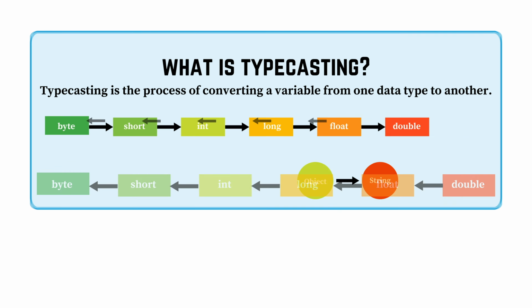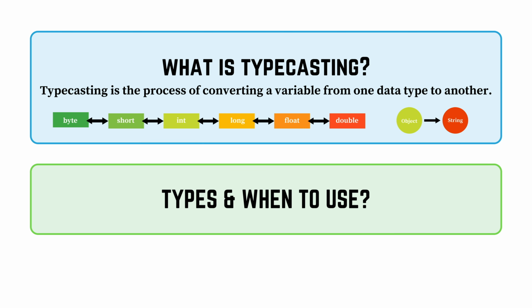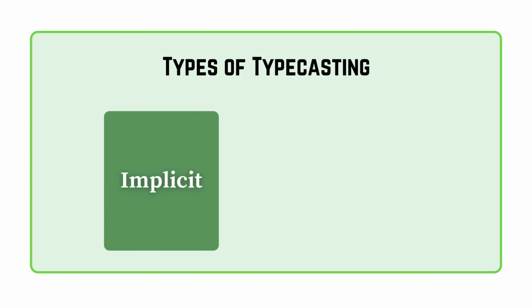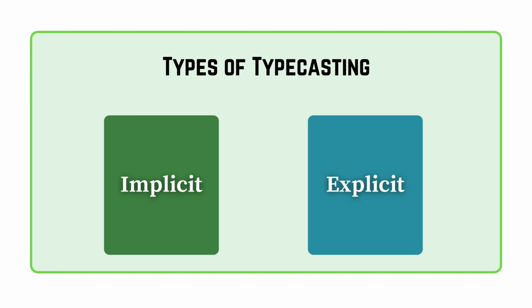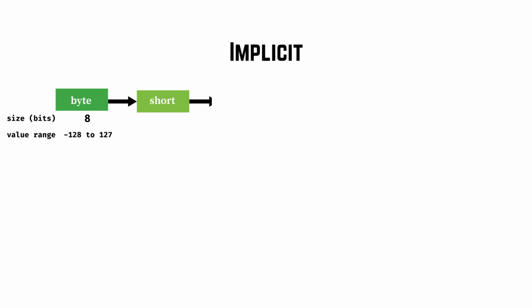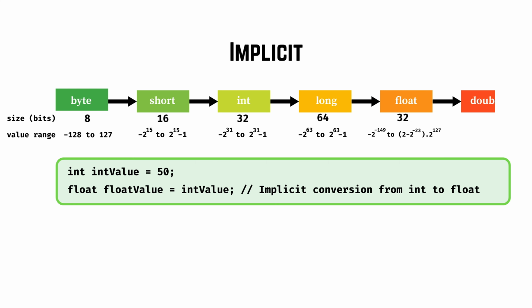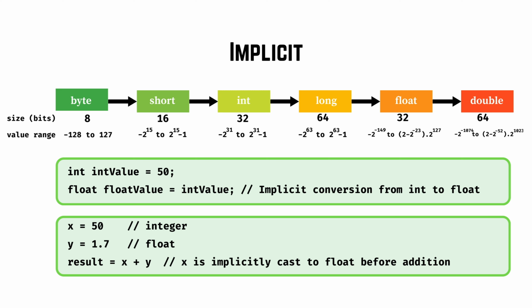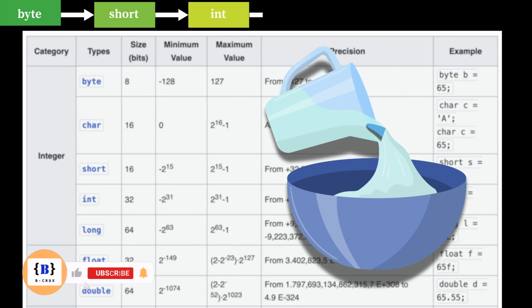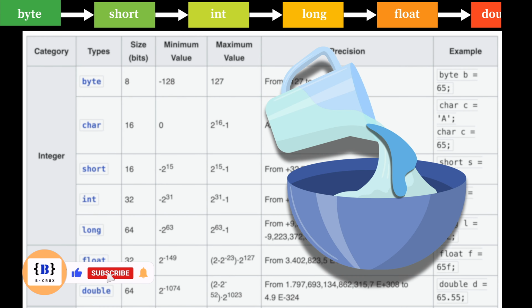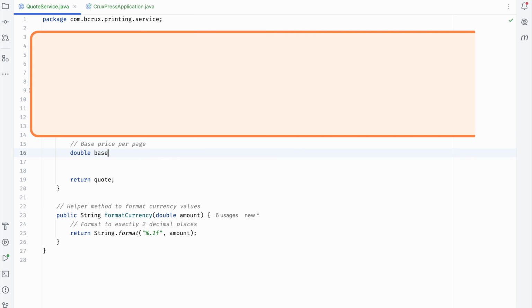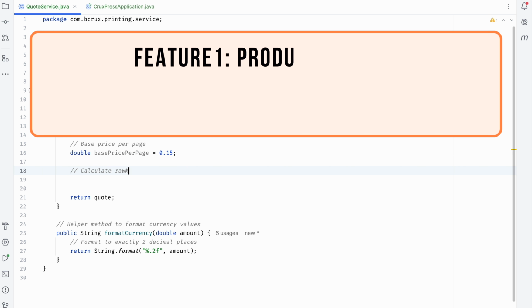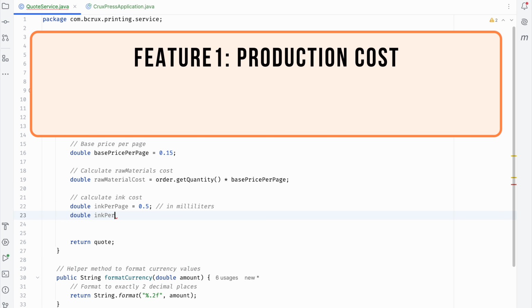But before we dive into the code, let's understand the two main types of typecasting in Java. Java has two types of typecasting, implicit and explicit. Implicit casting happens automatically when you're converting from a smaller data type to a larger one. It's like pouring water from a small cup into a bigger one. Everything fits nicely, no spills. Let's understand this by implementing the first feature, calculating the production cost for our press.